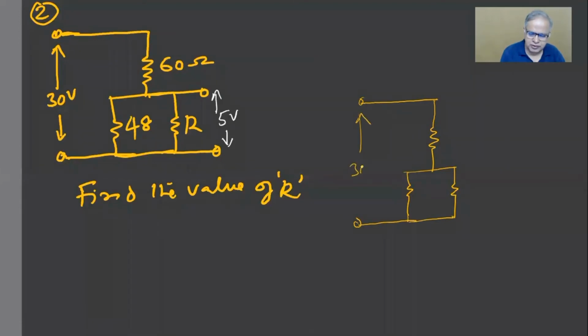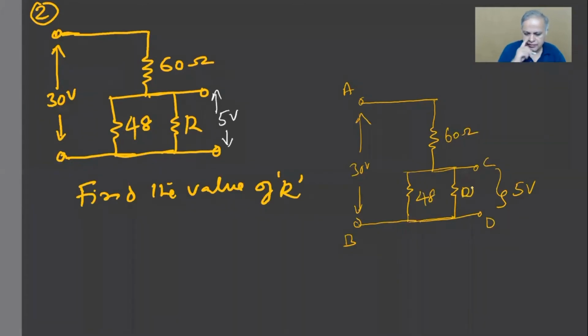This is 30 volts. So if I call these points A and B, for example, this potential difference here is 30 volts. Probably you may have connected one cell there. And between these 2 points, C and D, if I name them, for example, the potential difference is how much? 5 volts. This is apparently 60. This is 48, and this is R. So, any idea, children?